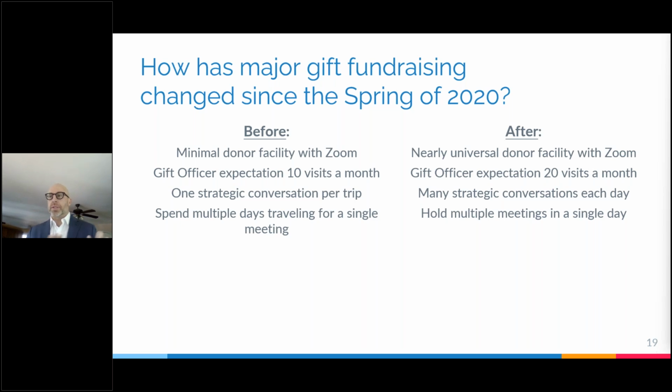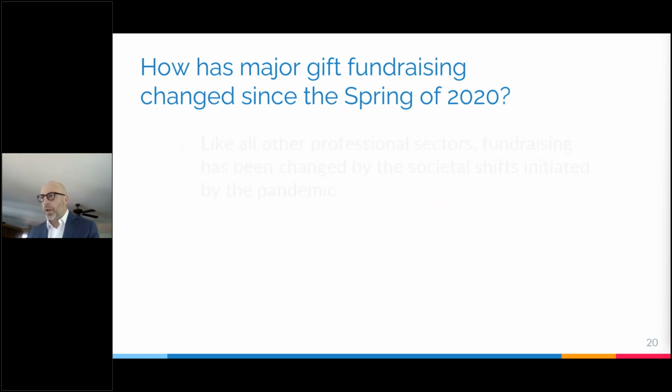As opposed to 10 visits a month, gift officer expectation, I think now, and you have to forgive me for being just a bit ambitious here, we can expect our gift officers, our fundraisers, to be having at the very least many more visits per month. I put 20 here, that might be, again, ambitious, but we can have many more strategic conversations each day. Instead of spending multiple days traveling for a single donor meeting, you can have multiple meetings with donors across the world, literally, in a single day. So those are all ways in which things have changed.